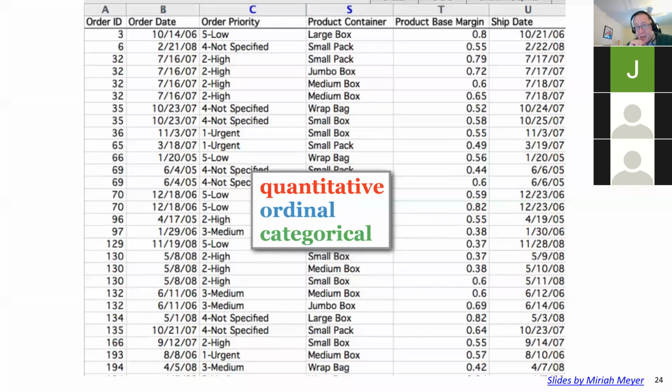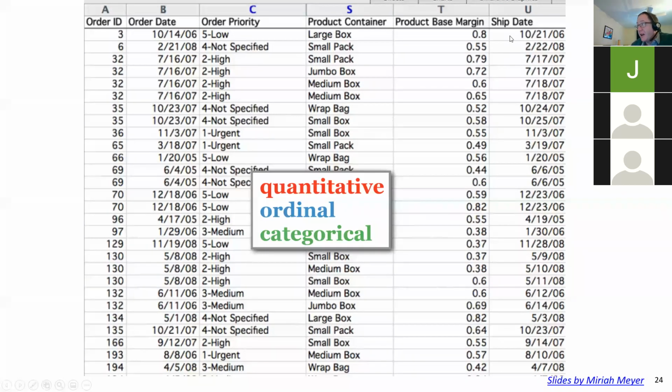I know it's more urgent, but that's all I know. That's one of the big takeaways here. Product container. I'll do order date in a second because that's one of the always weird ones. You can interpret it a bunch of different ways. Well, small versus large, that reeks of ordinal. Small is smaller than a large, but how much smaller? I don't know. Product base margin, that looks like quantitative, right? It's a measurement that I could put in there.